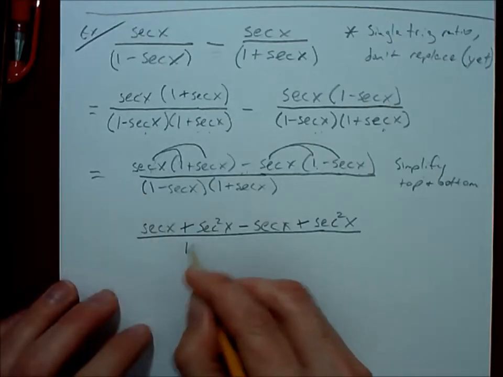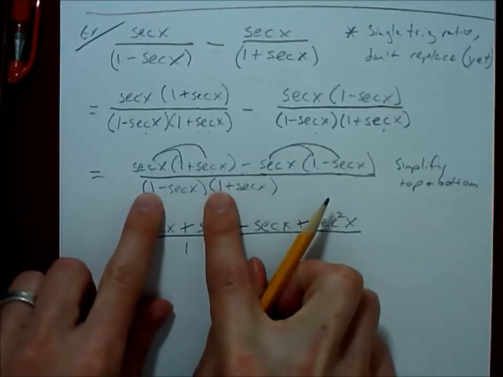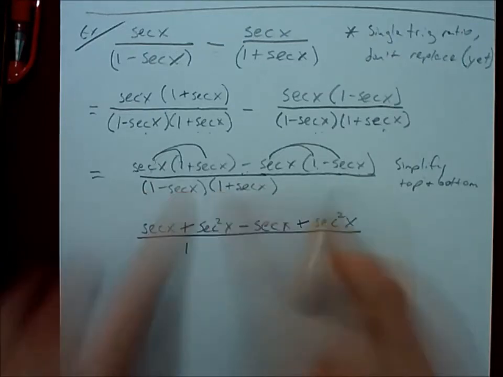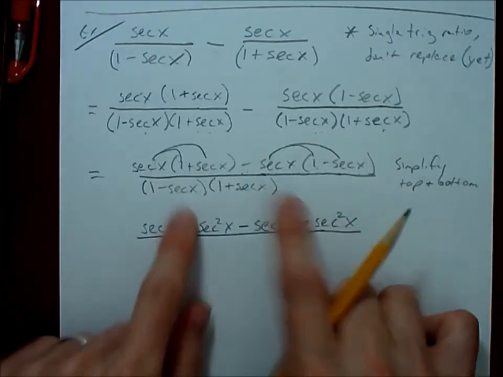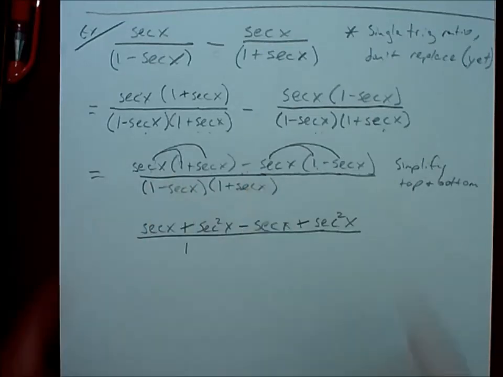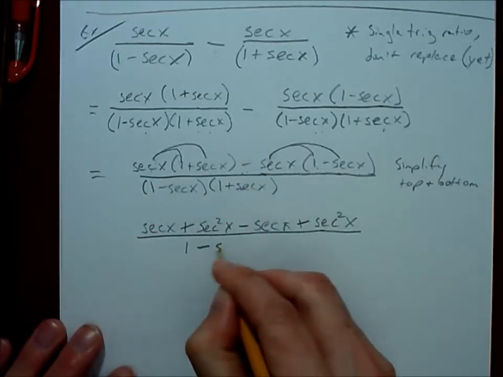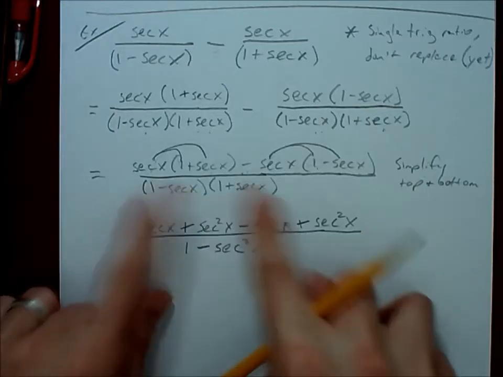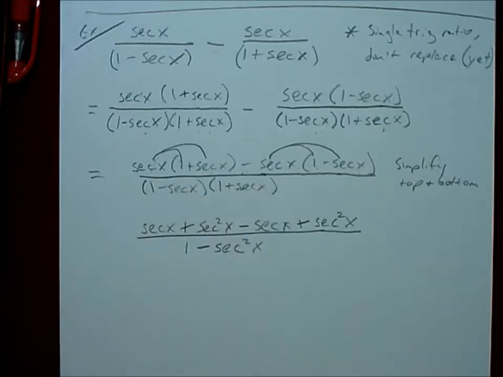So we're going to end up with 1 squared, which is 1, plus secant squared, minus secant squared, so those cancel out, minus secant squared of x. So you FOIL it, but the middle two terms cancel out. That's a difference of squares. 1 squared minus secant squared.